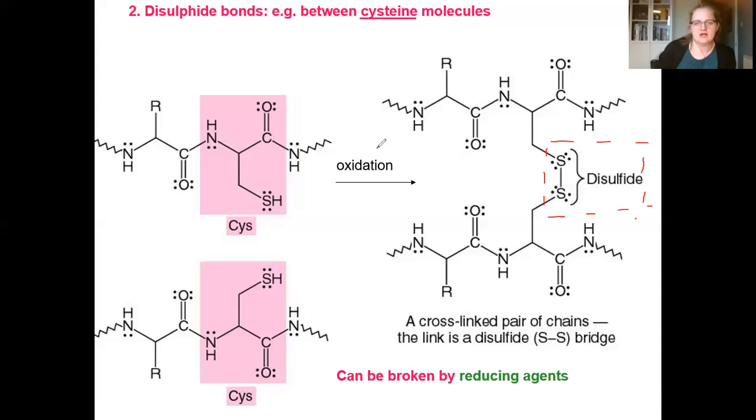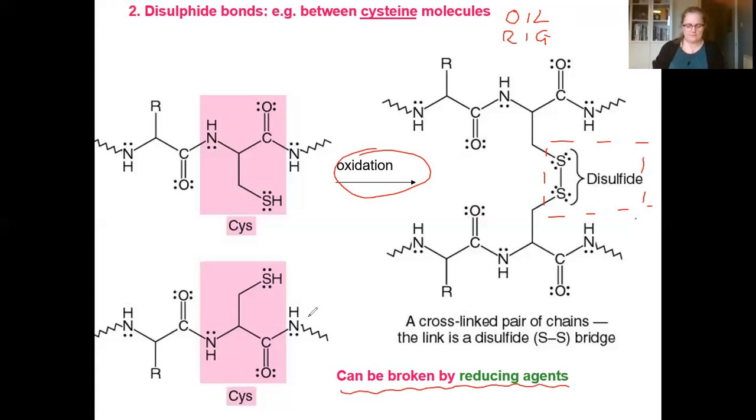So oxidation has to take place. If you remember back to GCSE, OIL RIG: oxidation is loss, reduction is gain. Oxidation is going to happen. Our two sulfurs join together to make a disulfide bond, so it's a disulfide bridge, as we often call them. So we have a cross-linked pair of chains, and the link is a disulfide bridge, this S-S bridge. These can be broken by reducing agents. This is something we'll come back to later, but it's good to remember.